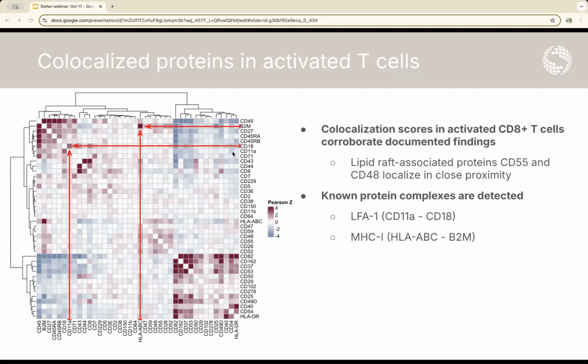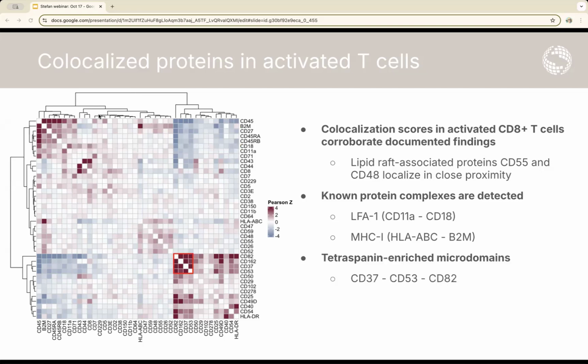Another very well-known one is MHC1, that is HLA-ABC and beta-2 microglobulin. And we also see a very elevated and high colocalization score for that. But it gets more interesting than that, because those are just two protein complexes.